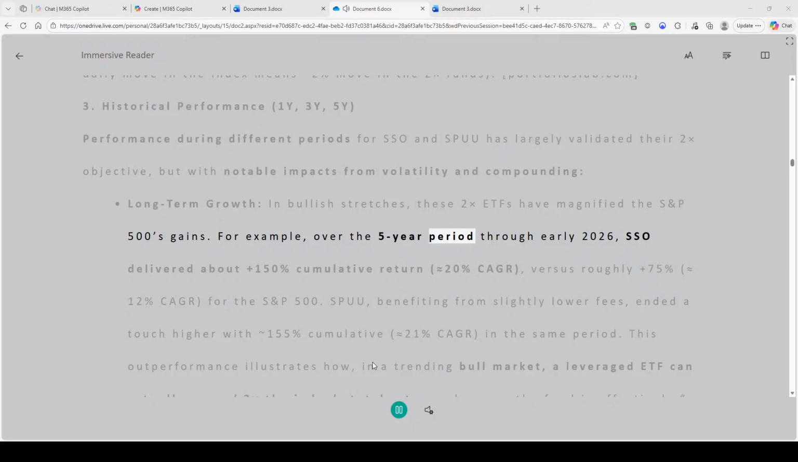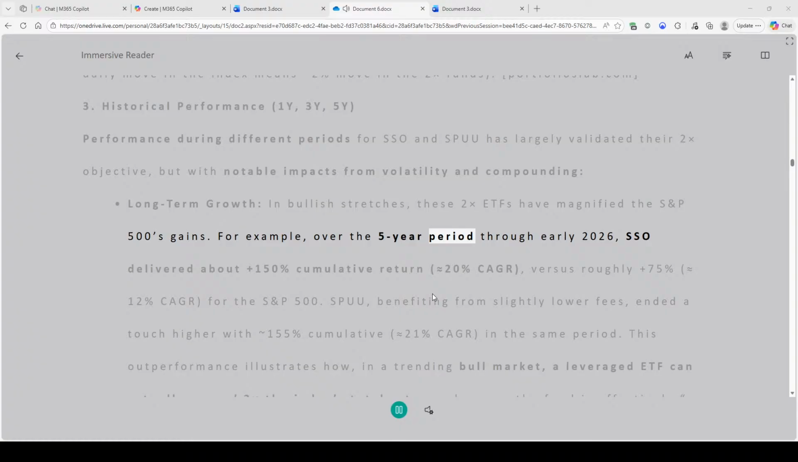Example: consider an index that rises 10% one day and falls 10% the next day. Over those 2 days, the index would go from 100 to 110, then drop to 99, for a total loss of 1%. A 2 times leveraged ETF would go from 100 to 120, plus 20%, then fall to about 96, minus 20% on the second day's lower base, ending with a 4% overall loss. In this scenario, instead of minus 2%, which is 2 times the index's minus 1% net move, the 2 times fund lost 4%, a larger magnitude of loss than expected.